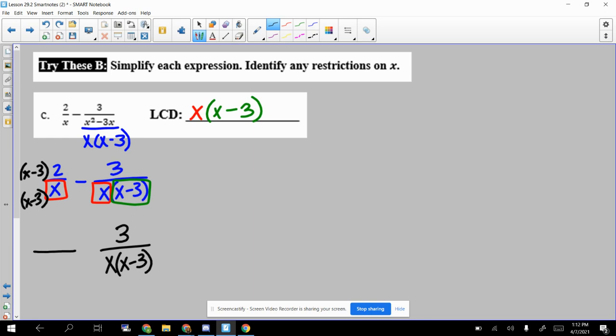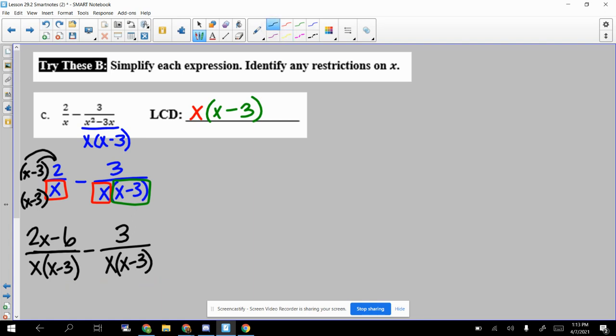On top, we're going to have to distribute that. So 2 times x is 2x, and 2 times negative 3 is negative 6. And then on the bottom, we're just going to leave it as x times x minus 3. You could distribute, but we want it to match up exactly to what we have in the other fraction. Because now notice we have these common denominators, which is what we wanted.